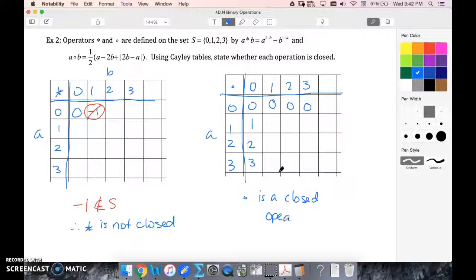So in the end, in a closed operation, the values here should only be values that are elements of the set.